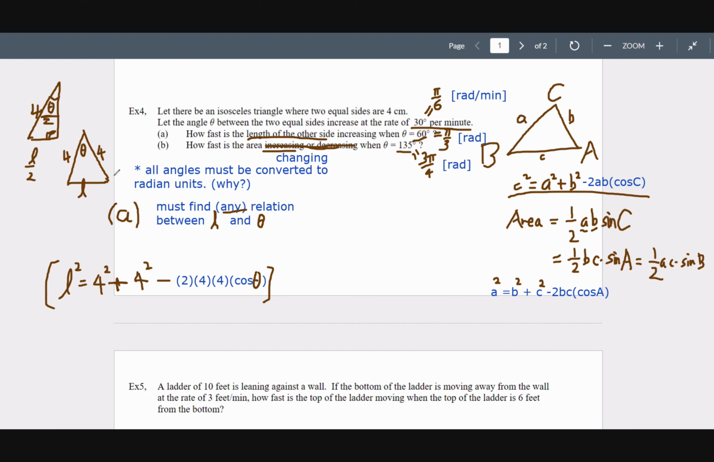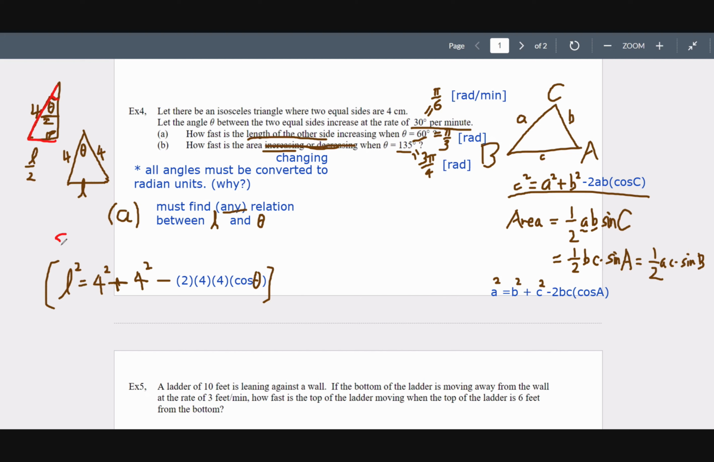So now if you look at this right triangle here, what do you see? We see a 4, we see L over 2, and we see this angle right here, which is theta over 2. So in this case, what trig function is going to relate the 4 and the L over 2? Let's say cosine, or we can use sine. What is sine of theta over 2?